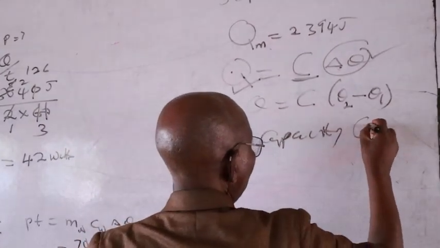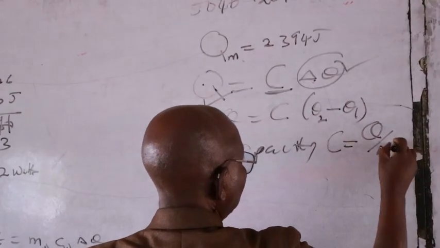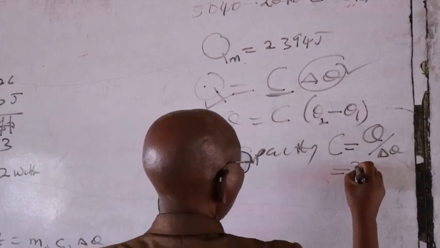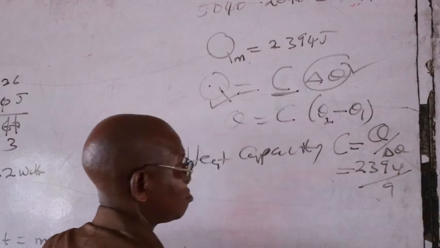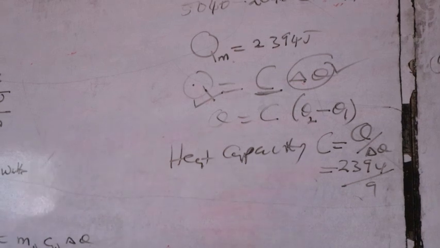That's C will be equal to Q all over theta. That's all. And that will give us 2394.9. So simple. That's so simple.